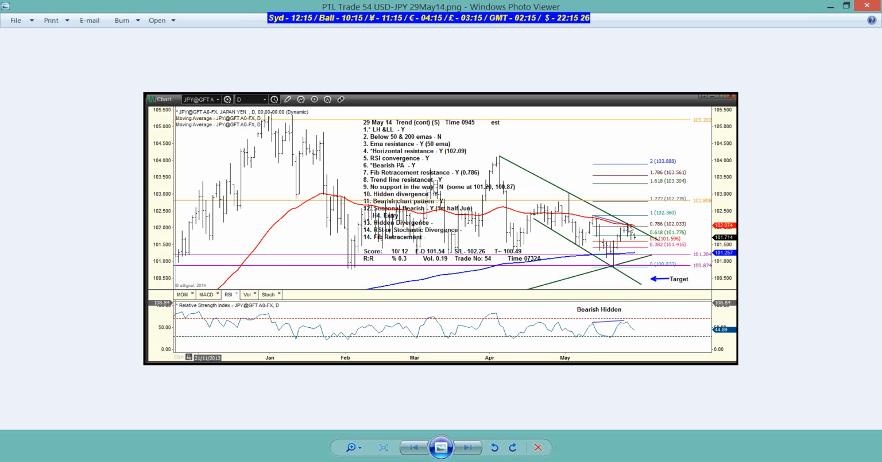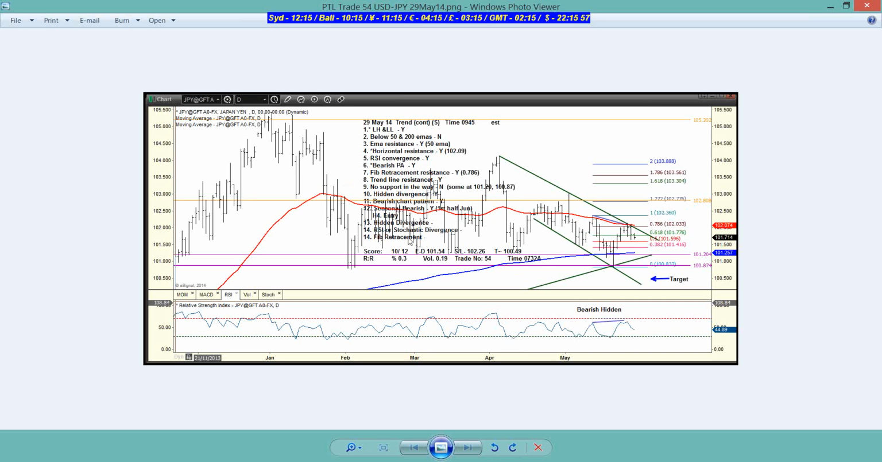102.09. That's miles away from the price action. 102.09, sorry, 102.09. You haven't got it in there. You've written it, but you haven't got it in there. I'll have a look and see what I can see at that price. RSI convergence, fib retracement. Yep, 786, good. Trendline resistance, yes, good. Support in the way. Ooh, that one I'd question. Hidden divergence, yes.